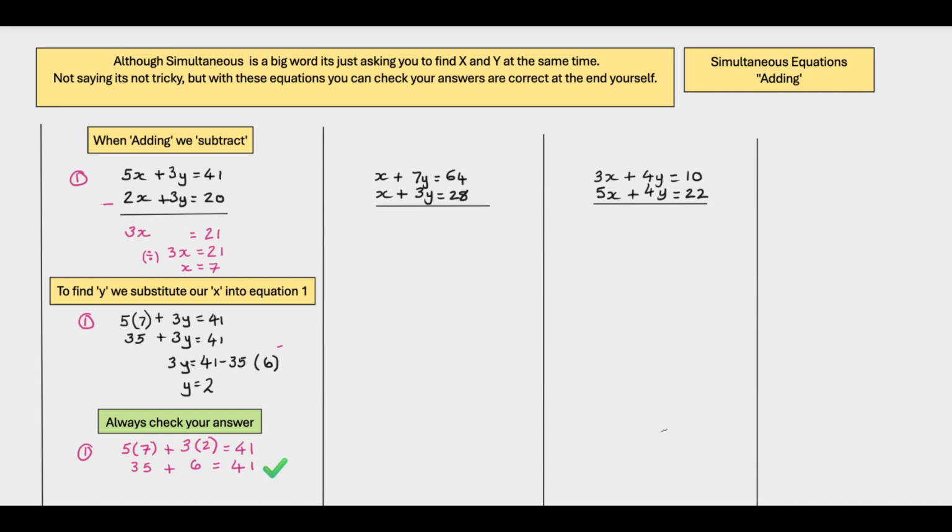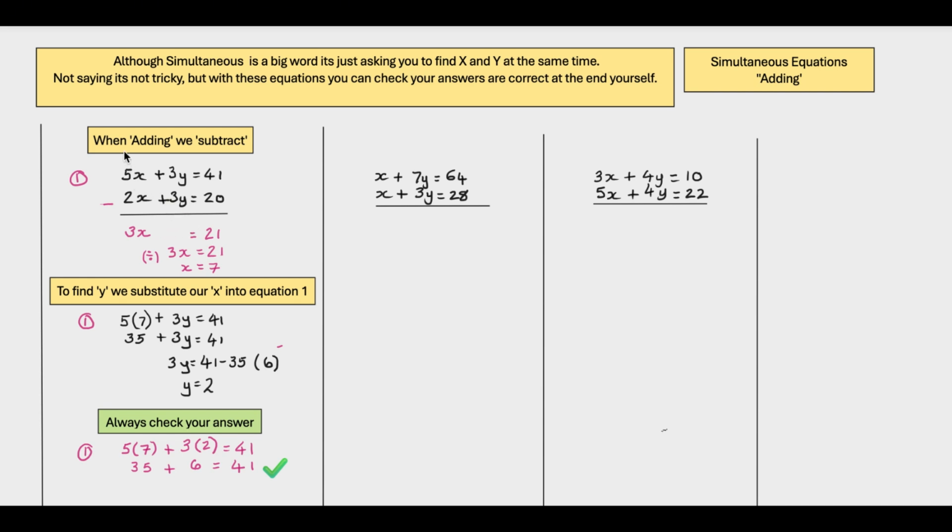Now, the objective of doing these is to get our x on its own and our y on its own. That's the objective. And to do that, we have to do maths and algebra. So I've done an example that we can walk through so you can try and understand it bit by bit.